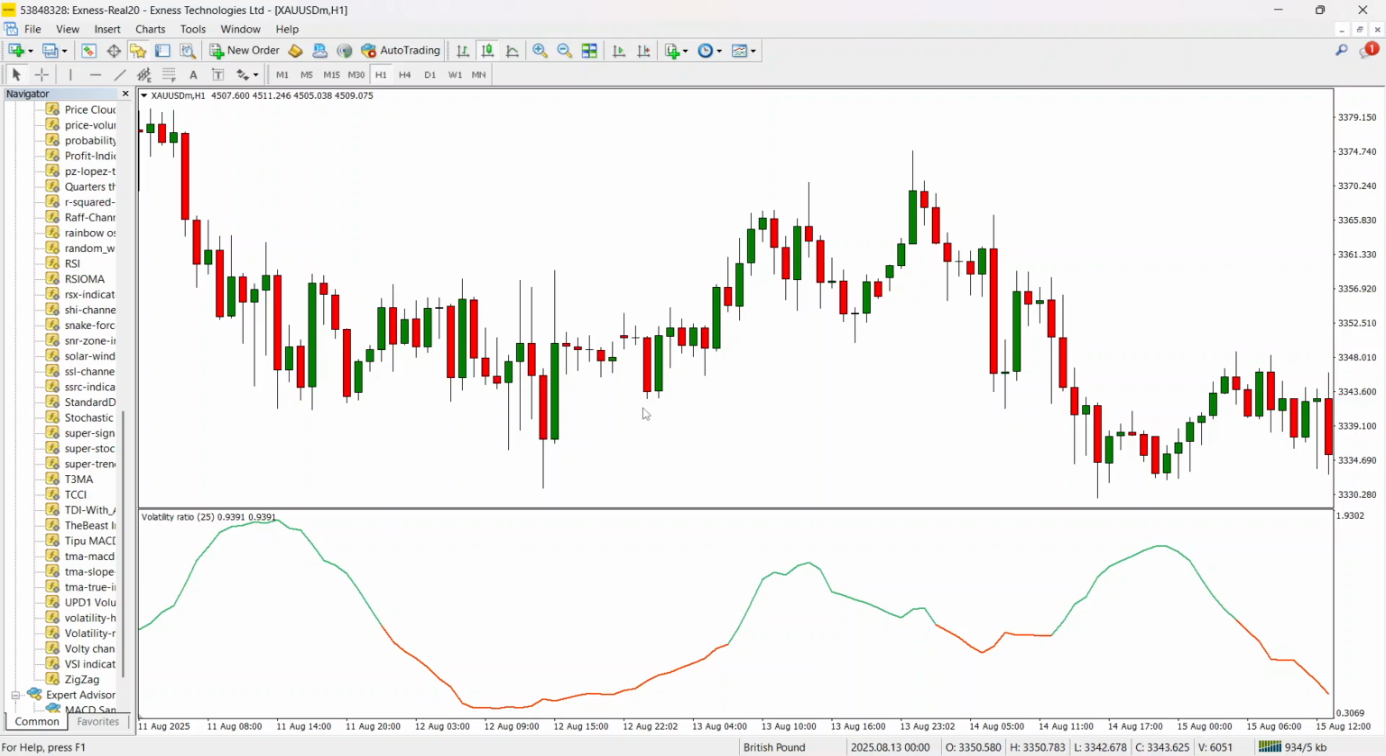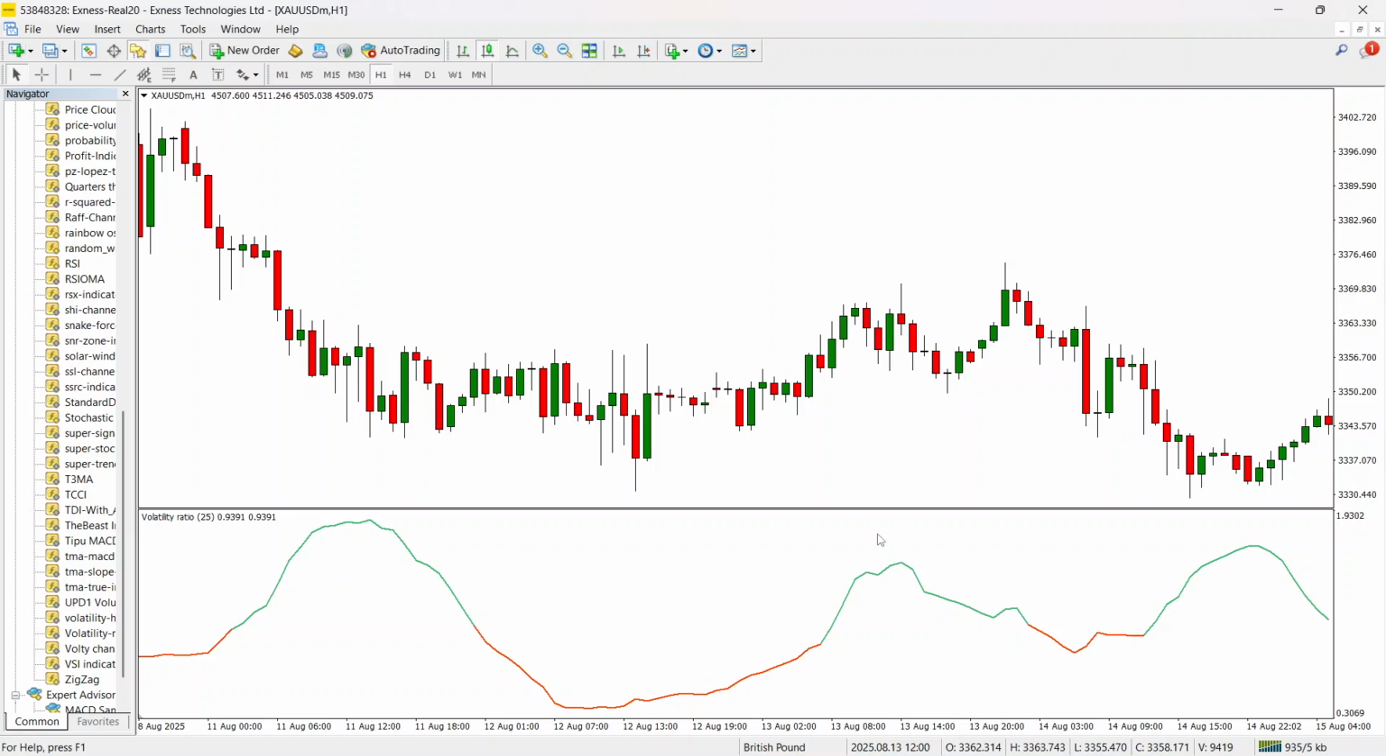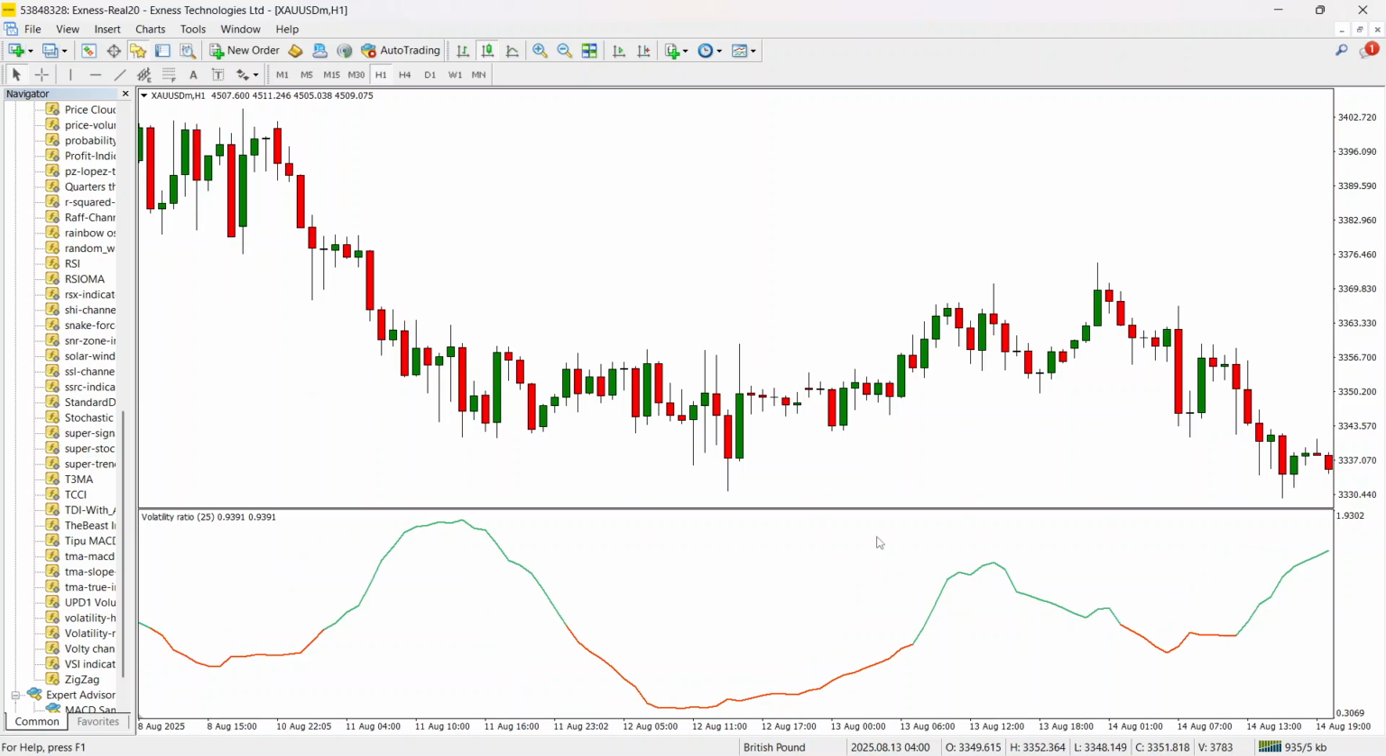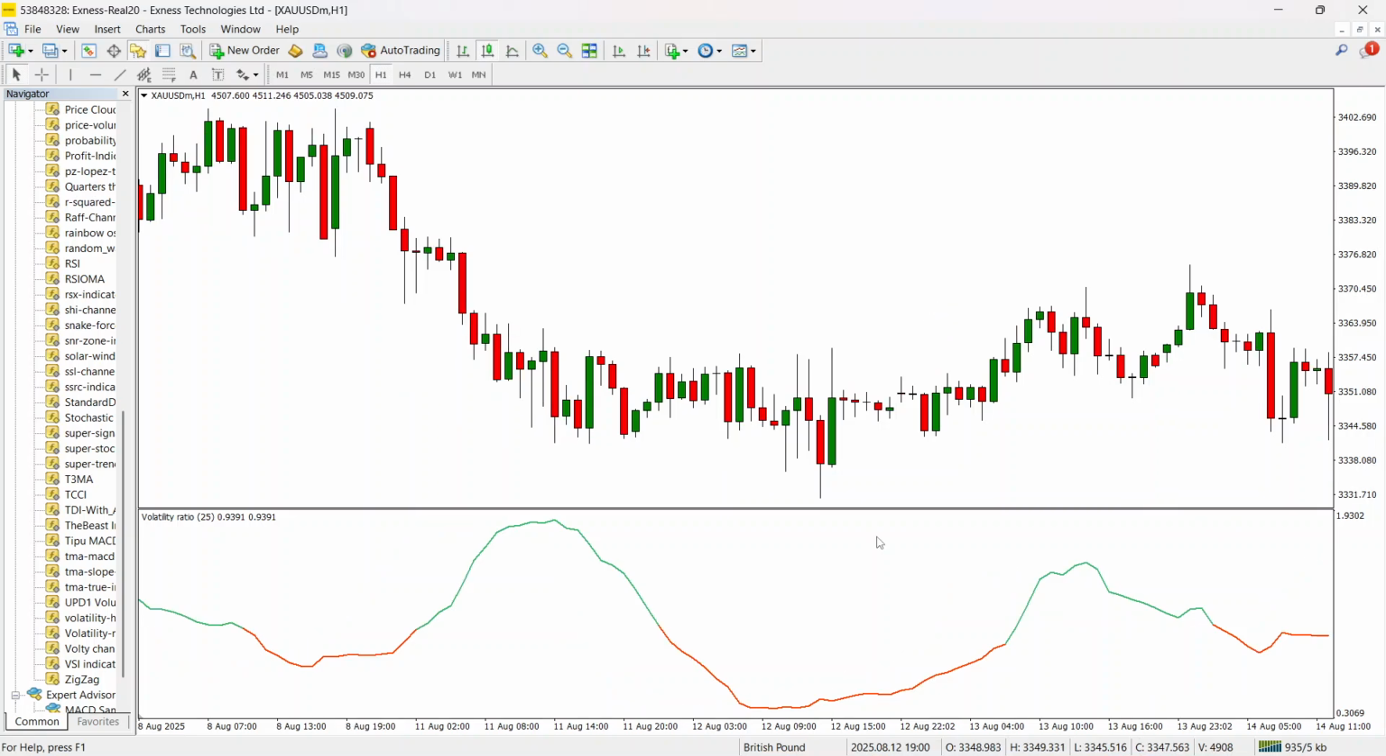On the chart, the volatility ratio typically displays as a line or histogram. In our case, we are using a line oscillating around the base value, often set at 1.0 or 100. Values above the baseline indicate current volatility is higher than the historical average, suggesting expanded price movements, while values below the baseline show current volatility is lower than the average, indicating contraction or consolidation.